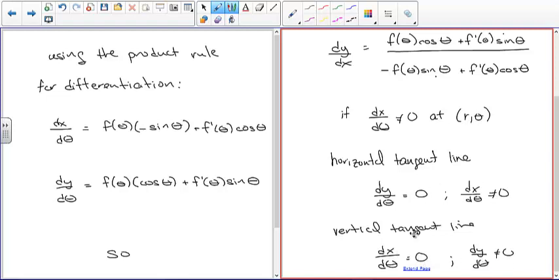Okay, so these are some special cases. In general, though, if you want to find the slope of the tangent line to an r versus theta curve, then you have to evaluate this more complicated expression.